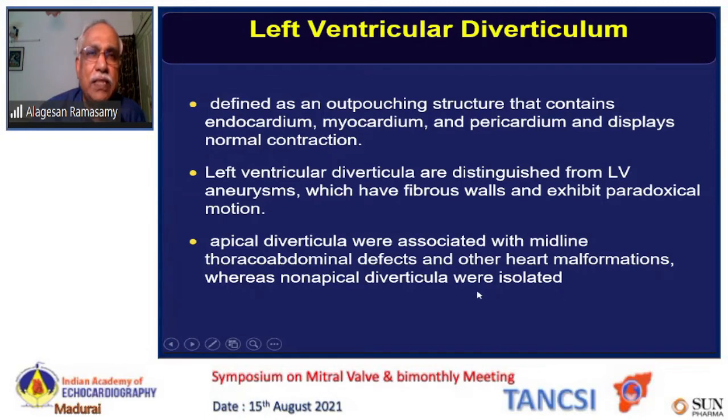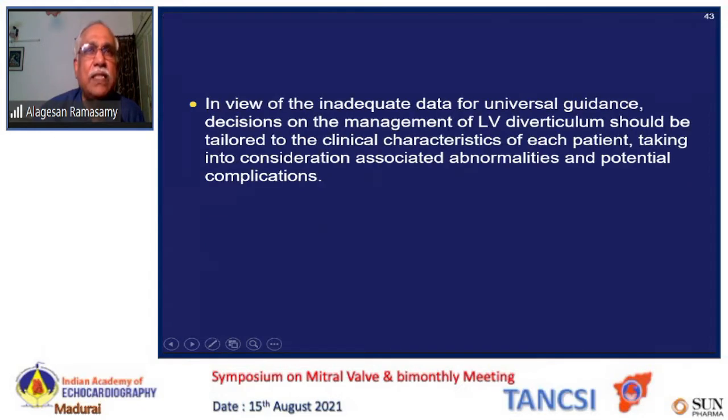Whereas a diverticulum is much more representative of the muscle itself. Usually it consists of endocardium, myocardium, and pericardium, and displays some normal contraction. Left ventricular diverticula are distinguished from LV aneurysms, which have fibrous walls and exhibit paradoxical motion. Apical diverticula were associated with midline thoracoabdominal defects and other heart malformations, whereas non-apical diverticula were usually isolated without any thoracoabdominal defects or other heart malformations.